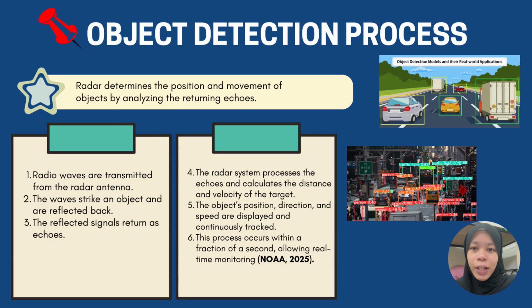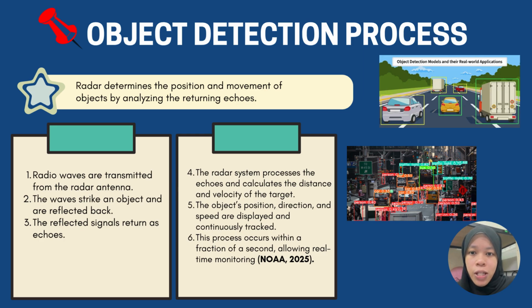Now, let's see how radar detects objects. First, radio waves are transmitted from the radar antenna. Then, these waves strike an object and are reflected back as an echo. After that, the radar receiver collects and processes the returning signal. Finally, the processed information is displayed, allowing the radar system to determine the object's distance, direction, and speed.